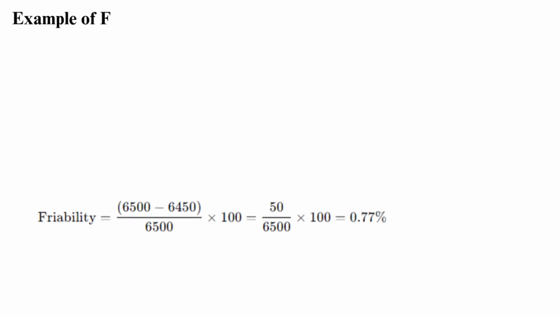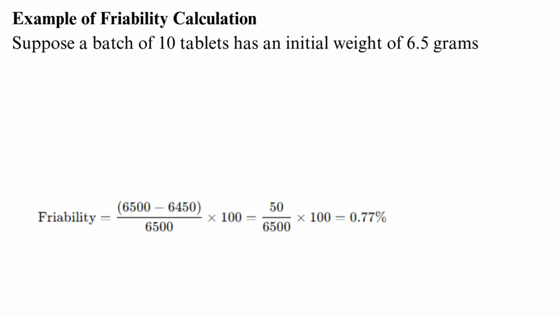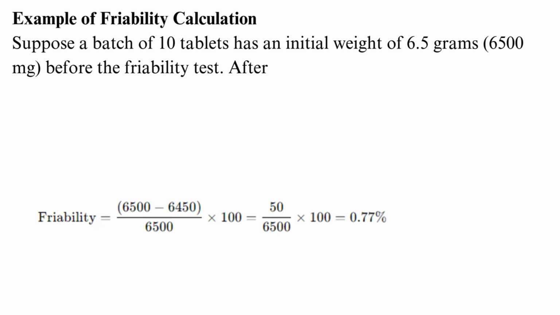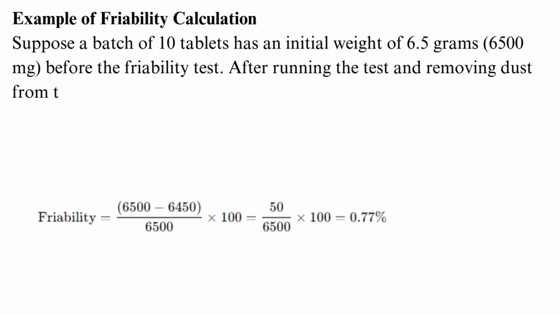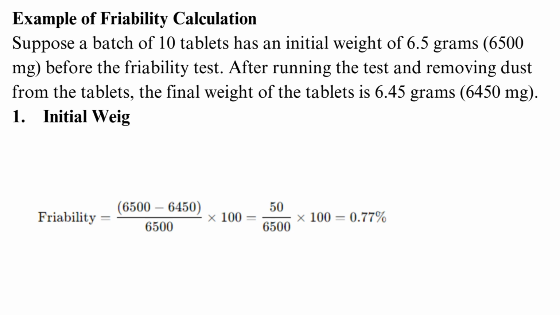Example of friability calculation: suppose a batch of 10 tablets has an initial weight of 6.5 grams before the friability test. After running the test and removing dust from the tablets, the final weight of the tablets is 6.45 grams. Initial weight, W0, equals 6,500 milligrams. Final weight, WF, equals 6,450 milligrams.